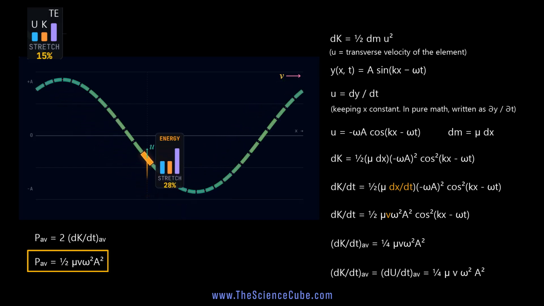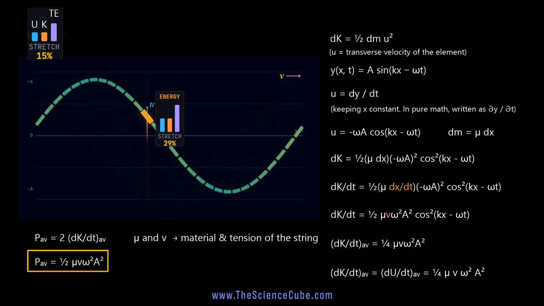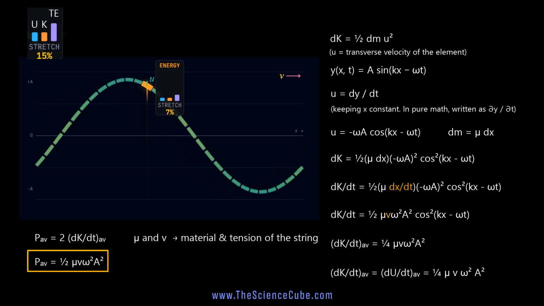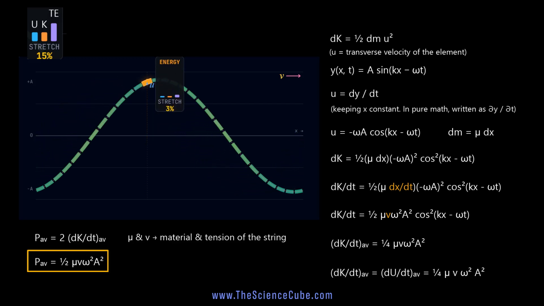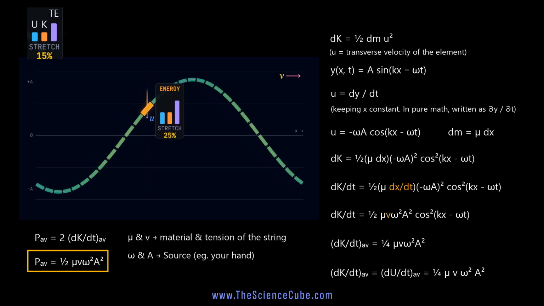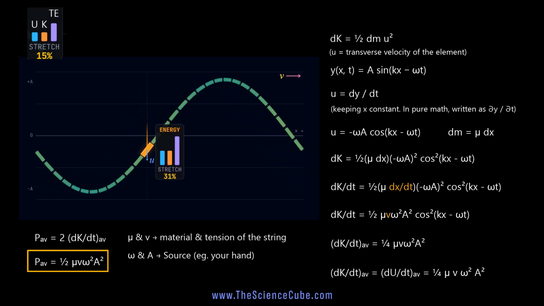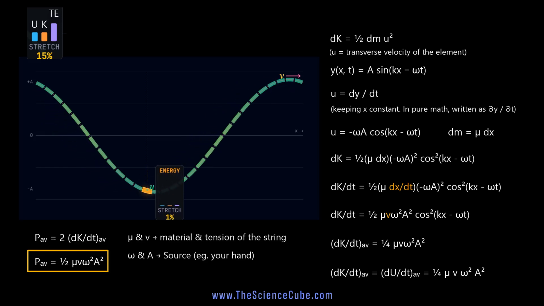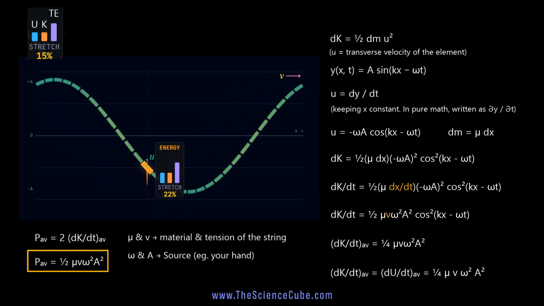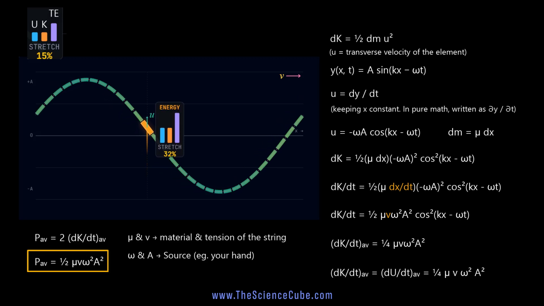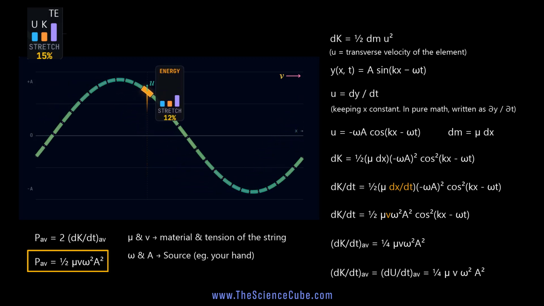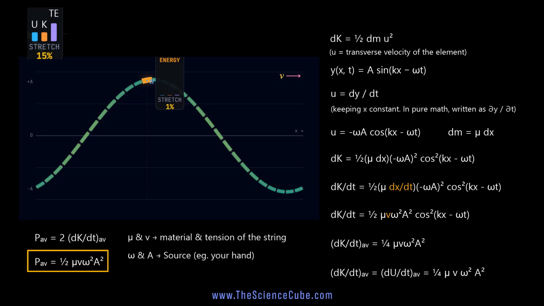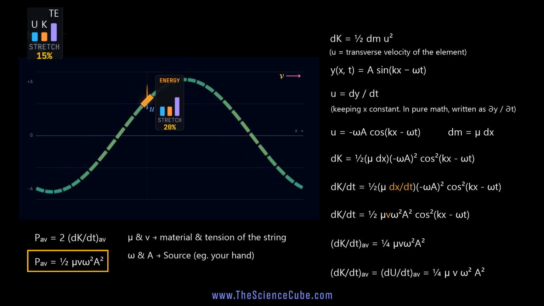And notice that the factors μ and v depend on the material and tension of the string, while ω and a depend on whatever process is generating the wave. And this dependence of the average power on the square of the amplitude and the square of the angular frequency is a general result that is true for waves of all types.